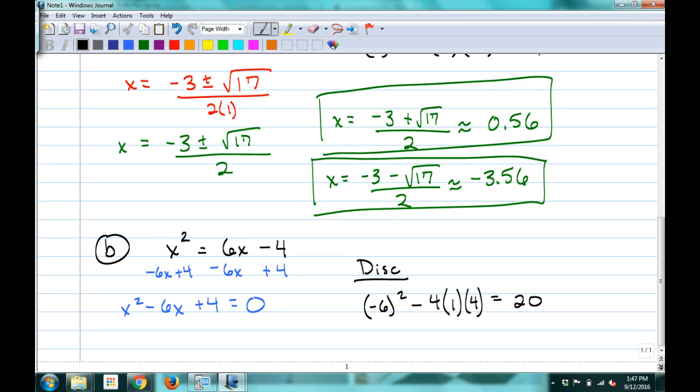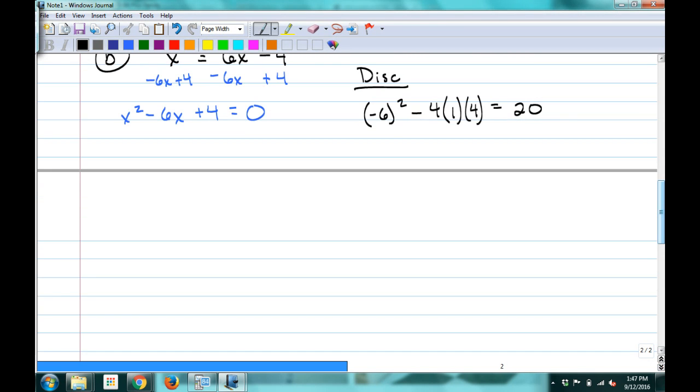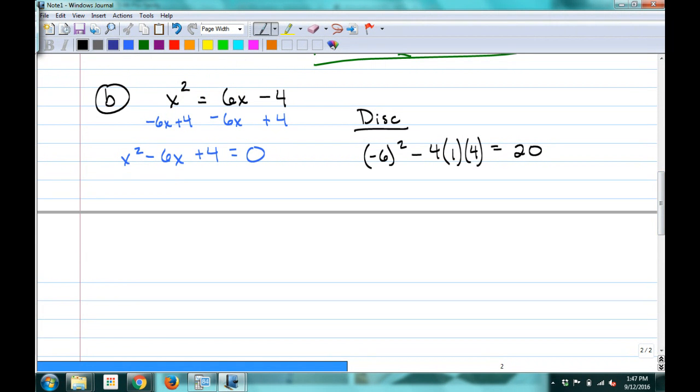So what kind of solutions are we going to have? Real or complex? Real, because what kind of number is it? Positive. A positive number on the discriminant gives us real solutions. Okay, so that's something we need to know. That's going to help us throughout everything we do from here on out. All right, so then just plug it in. So 6 plus or minus square root of 20 over 2 times 1.